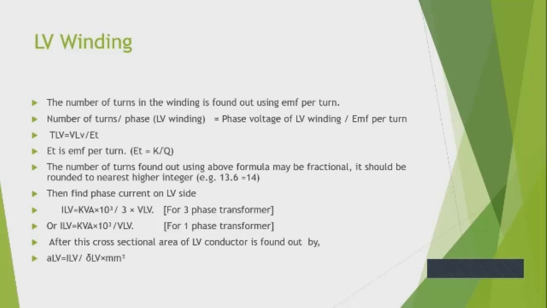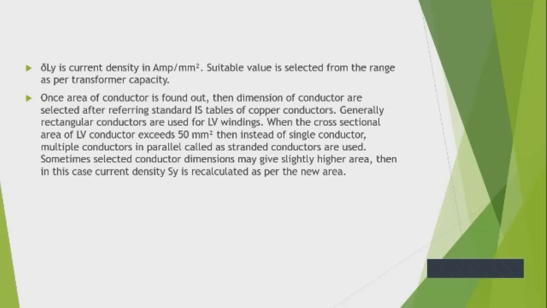After this, cross-sectional area of LV conductor is found out by ALV is equal to ILV upon delta LV in mm square. Delta LV is current density in ampere per mm square. The suitable value is selected from the range as per transformer capacity.